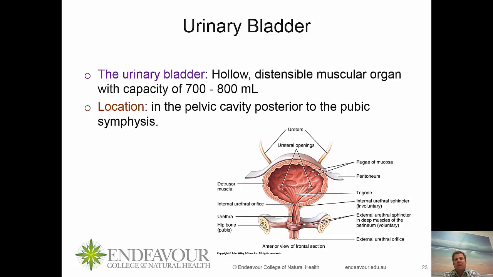Now, a little bit about the bladder. The bladder's a hollow organ. It's distensible, so it's very, very stretchy. It's lined with smooth muscle, and it has a capacity of about 800 mils. It's in the pelvic cavity, and it's posterior to the pubic symphysis. Okay, so that's our bladder. Holds about 800 mils.